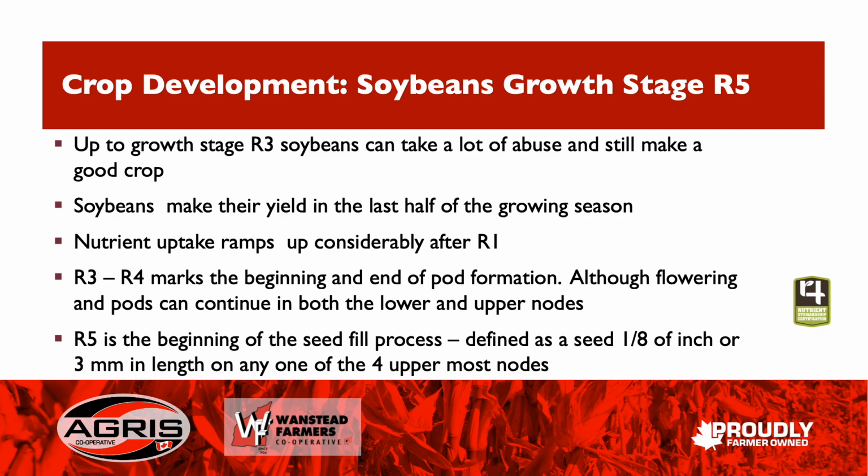good crop. Soybeans make their yield in the last half of the growing season. And so nutrient uptake starts to ramp up considerably after R1. R3 to R4 marks the beginning and end of pod formation, and although flowering and pods can continue to develop on both the lower and upper nodes as we progress through the season, R5 is the beginning of the seed fill process. So defined as a seed 1/8 of an inch or 3 millimeters long at any one of the 4 uppermost nodes on the main stem. So that denotes the growth stage.